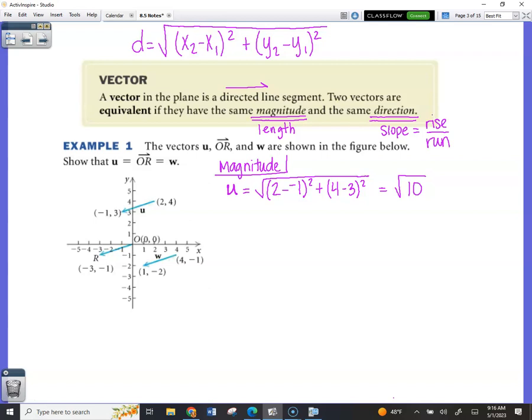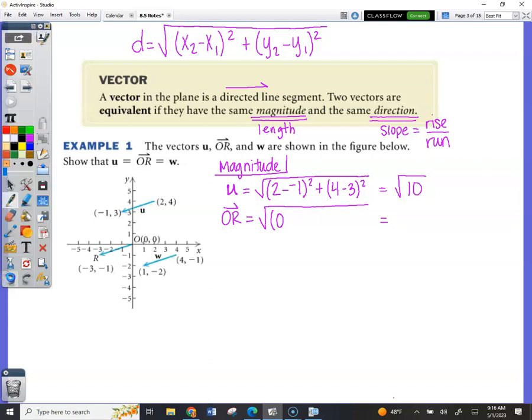So now we're going to do vector OR. Focus on the coordinates of O and the coordinates for R. Subtract the x's. And right here, I'm going to actually subtract in the other direction because then I'm subtracting nothing, right? So -3 minus 0 squared plus -1 minus 0 squared.